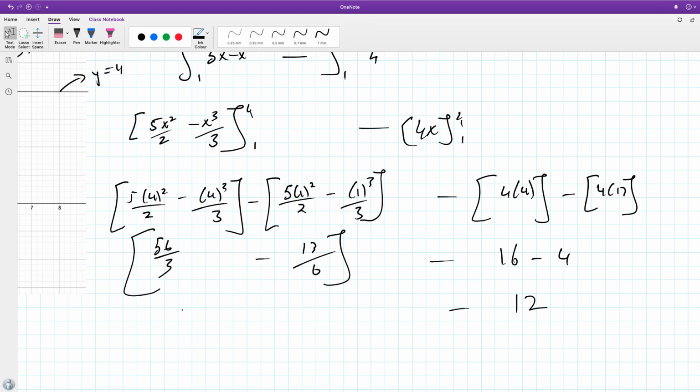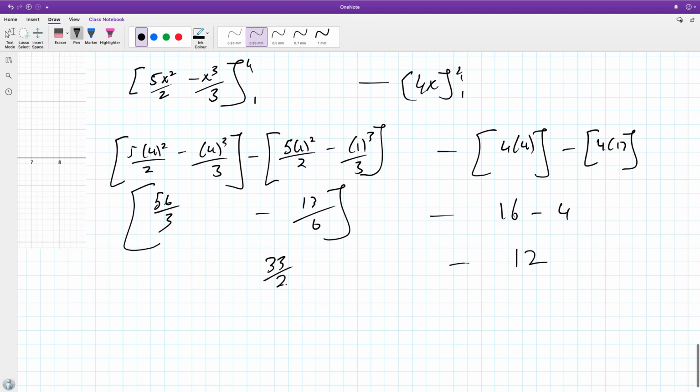56 over 3 minus 13 over 6 is? 33 over 2. Final answer of 4.5, 9 over 2. Did I make a mistake? Double check it. 4 times 4 is 16, 4 times 1 is 4, 16 minus 4 is 12, 33 over 2. So I'm fairly right there.